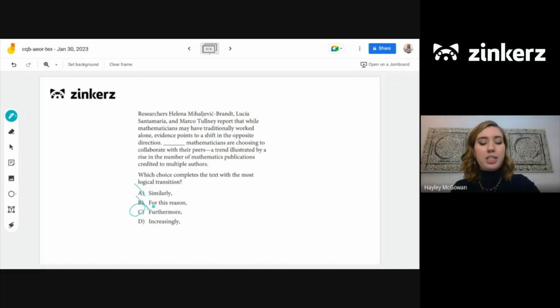And then D, increasingly. Increasingly might make sense, but it's definitely going to be C, just because increasingly doesn't really relate this second half of the passage to the first half. It's essentially communicating the same idea, but we are trying to connect the fact that this trend they're seeing in the second half is connected to the claim that they make in the first half. So furthermore is definitely going to be the best choice.